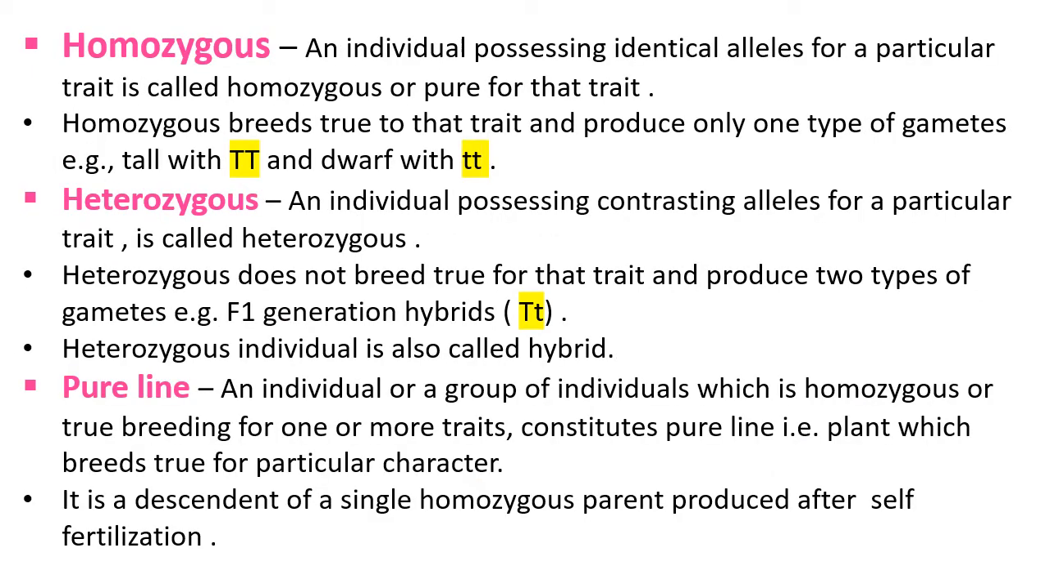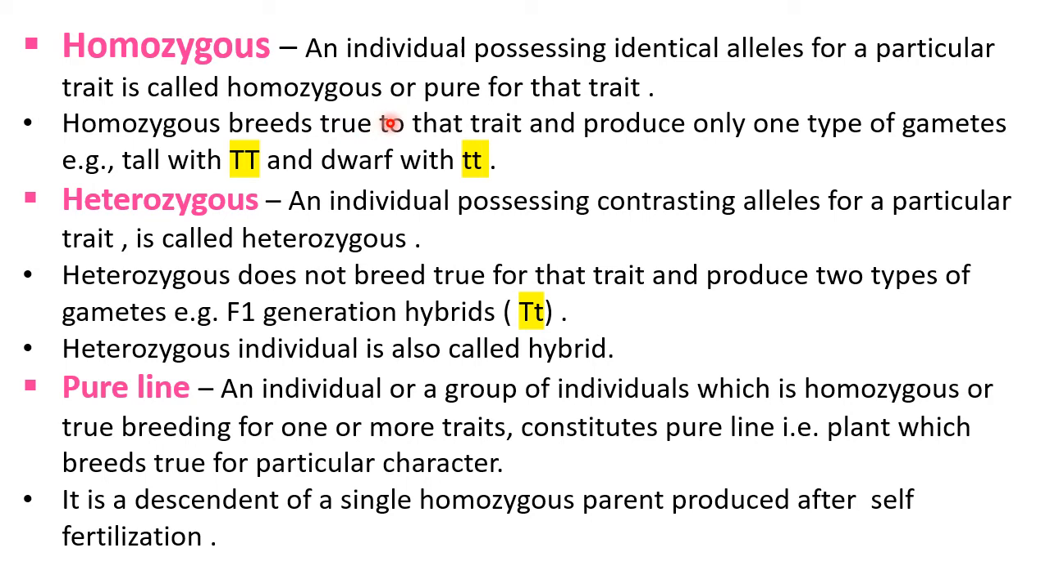Now the next genetic term is homozygous. The term homozygous is also called pure. Homozygous is defined as an individual possessing identical alleles for a particular trait; it is called homozygous or pure for that trait.